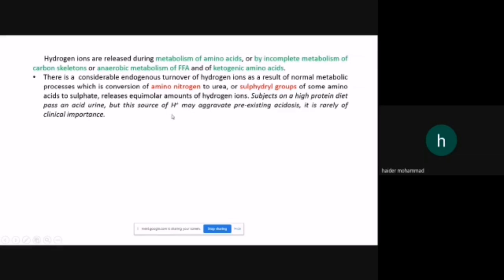So the first source, metabolism of amino acids: we have catabolism of amino acids with 2 sides. One is that the amino nitrogen is converted to urea, which releases hydrogen ion. Second, sulfhydryl groups release hydrogen ions. Okay, so any excess amount of protein will release a high amount of hydrogen ions.